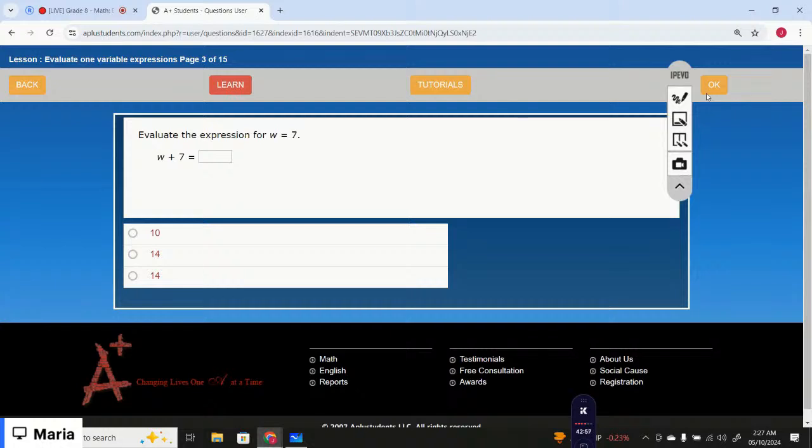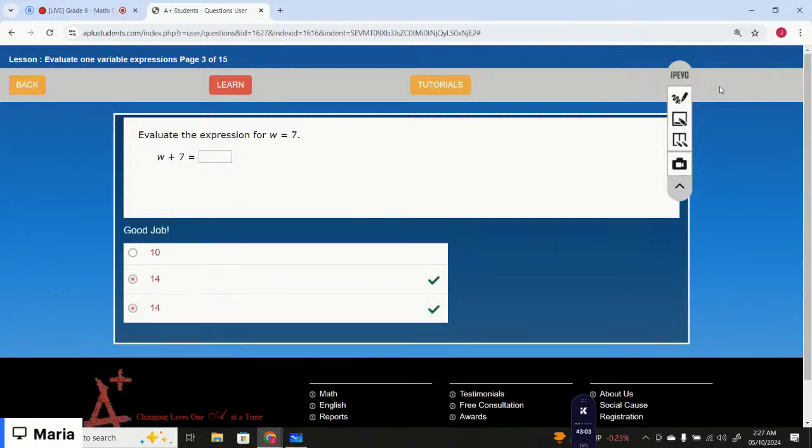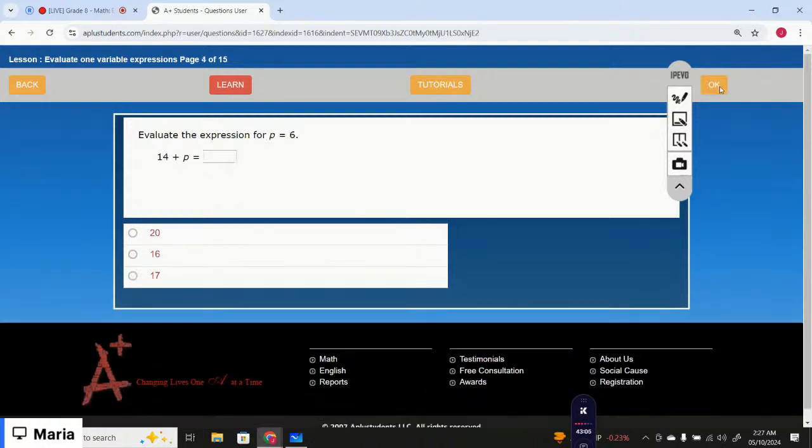Yes, that is w plus 7. 14. It is option number 2 is the correct option. Okay, the next one is evaluate the expression for p equals 6. So that is 14 plus p. So which is the correct option?